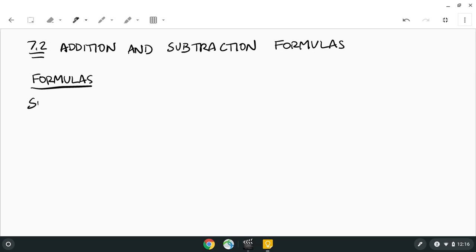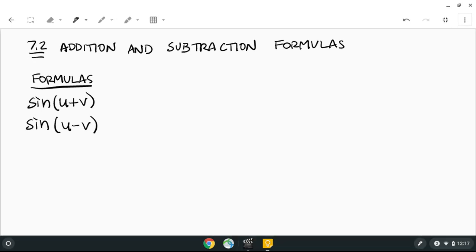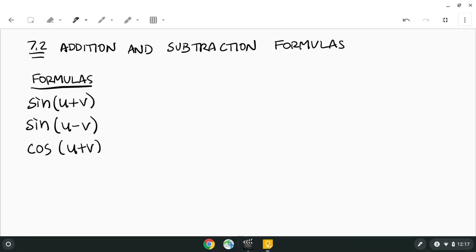So we have one for the sine of u plus v, and that's the addition, and we will have one for subtraction. And then we will also have the same thing for cosine u plus v and cosine u minus v. And then we will also have them for tangent u plus v, tangent u minus v. So let's start with these four, and then we'll do the tangent ones.